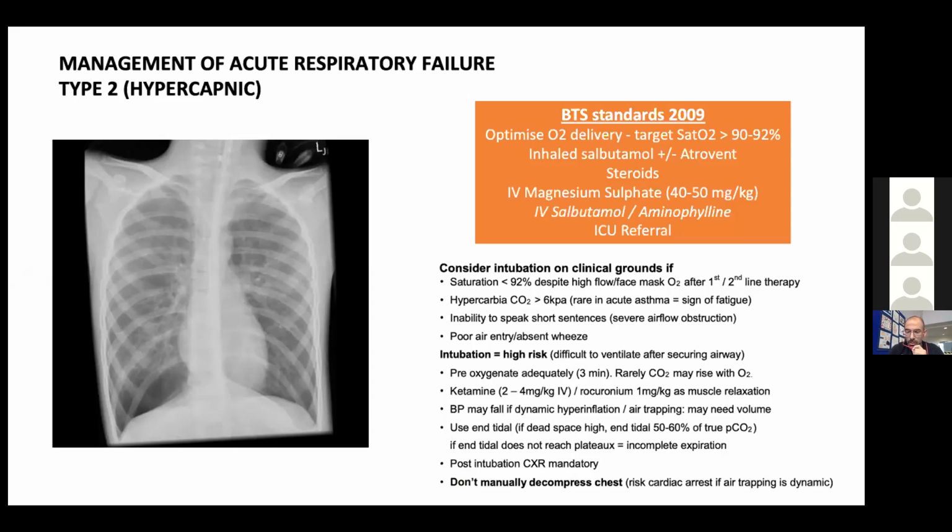Because as soon as you remove the respiratory drive of these children, they have a significant component of dynamic hyperinflation and air trapping. So they have a lot of positive pressure inside the chest. Their venous return is compromised, and as soon as you give sedation to these children, their blood pressure can fall down. So be ready to give fluid boluses by the time you are inducing them.